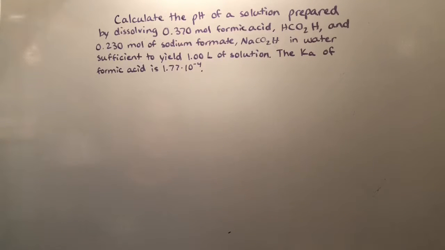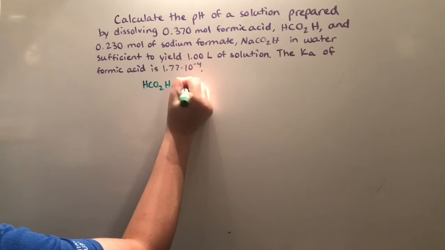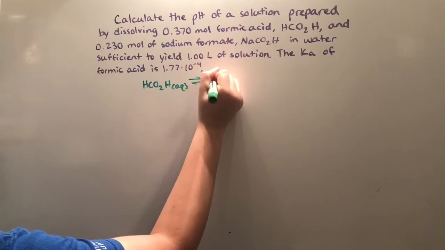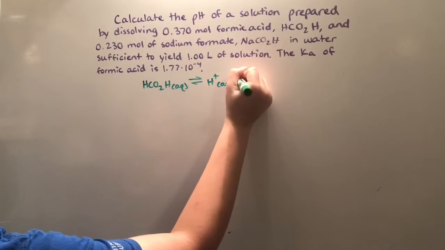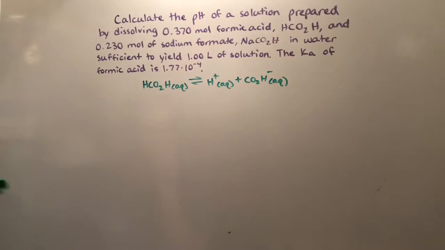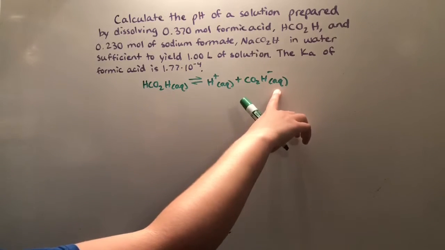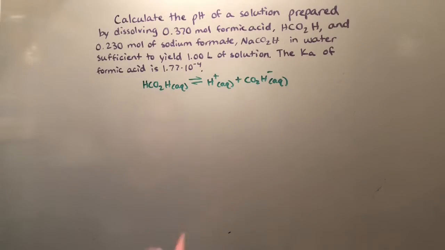Now in this problem, it is important to note that HCO2H and NaCO2H make a buffer. And a buffer is an intact acid and its conjugate base in a solution. So HCO2H dissociates into H plus and CO2H minus. And in the solution, we have both the HCO2H and the CO2H minus, so this is a buffer. The sodium is a spectator ion in this equation.